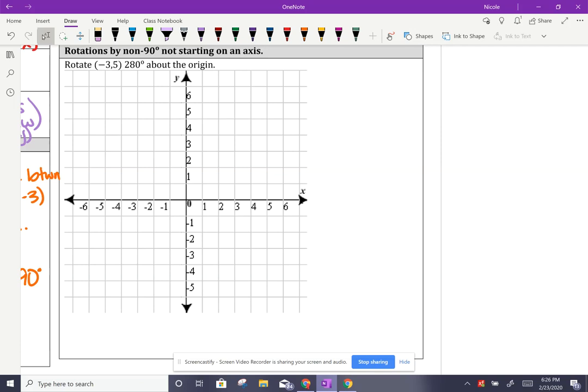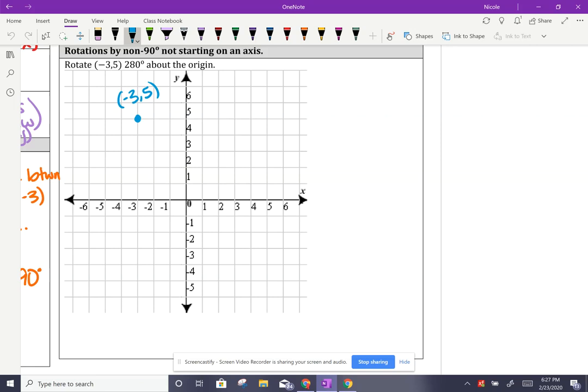So first, we're going to have to plot our point. So the point we are using is negative 3, 5. So negative 3, 2, 3, 5. 1, 2, 3, 4, 5. So negative 3, 5 is our starting place. We are wanting to rotate that 180 degrees about the origin.